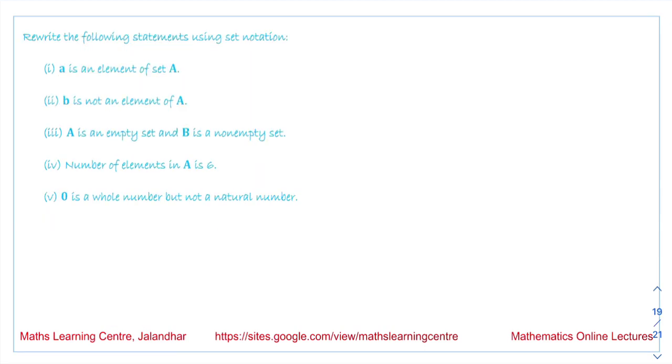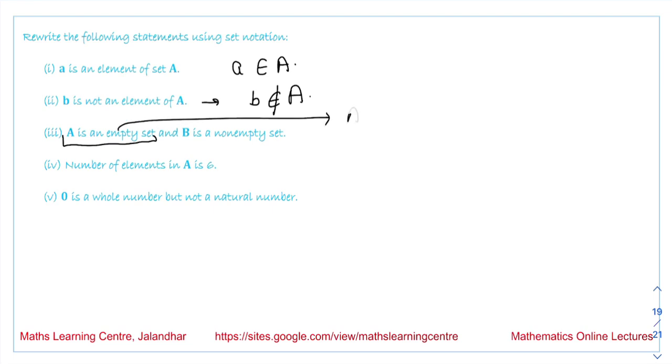Next is, rewrite the following statements using set notation. First is A is an element of the set A. So we write it like A belongs to A. B is not an element of A. It means B does not belong to the set A. A is an empty set. It means A is equal to the empty set. B is a non-empty set. B is not equal to the empty set.